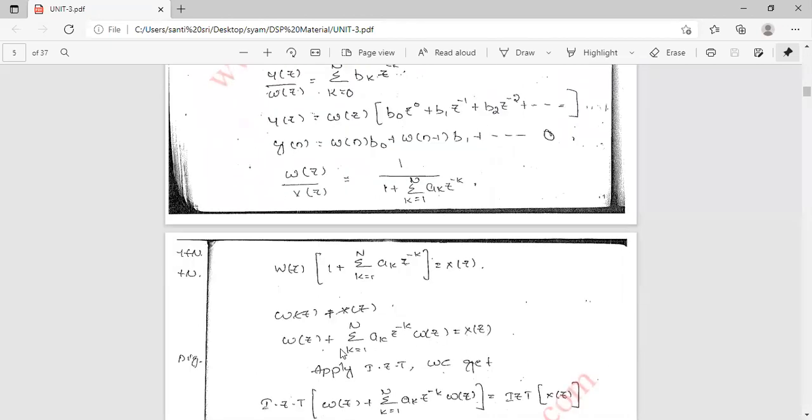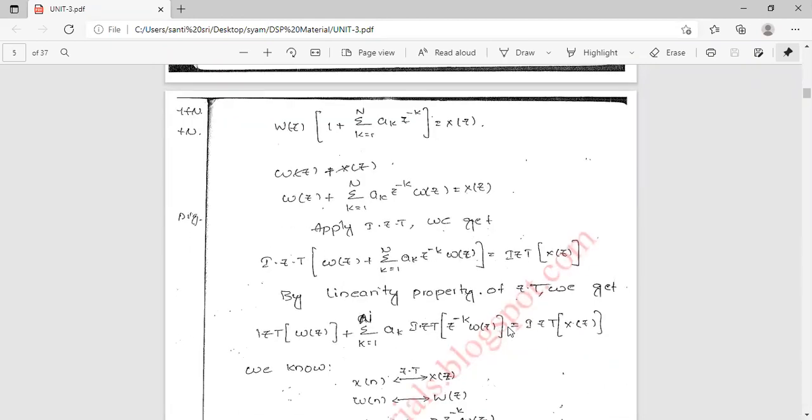But W of z is equal to W of z. Multiply W of z with this expression, so it will become W of z plus sigma k equal to 1 to n a k into z power minus k into W of z is equal to X of z. Now we will apply inverse z transform for this expression, so that we will get inverse z transform of W of z plus sigma k equal to 1 to n a k into z power minus k into W of z is equal to inverse z transform of X of z. So inverse z transform of X of z is nothing but x of n.